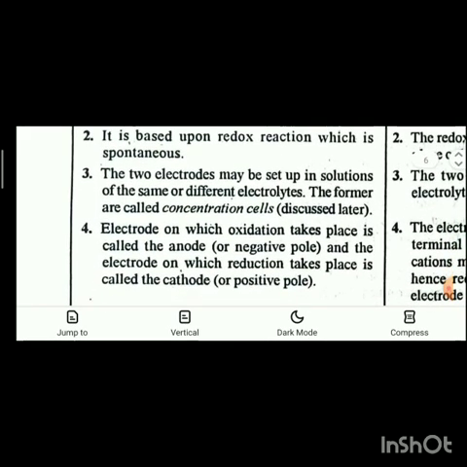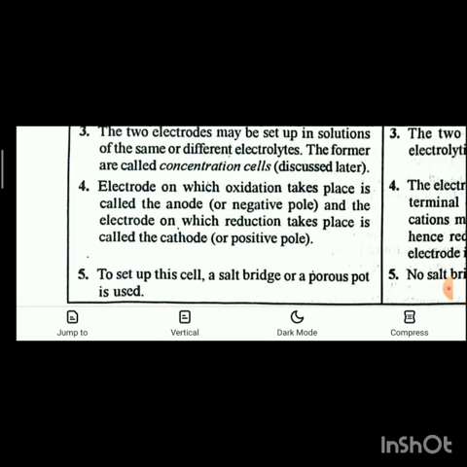The two electrodes may be set up in solutions of the same or different electrolytes. The former are called concentration cells. The electrode on which oxidation takes place is called anode or negative pole, and the electrode on which reduction takes place is called the cathode or positive pole. To set up this cell, a salt bridge or a porous pot is used.